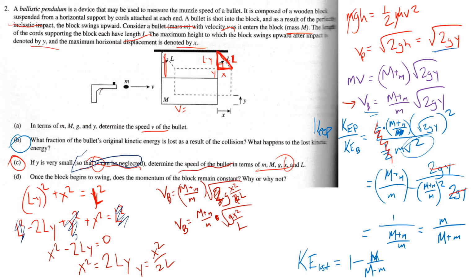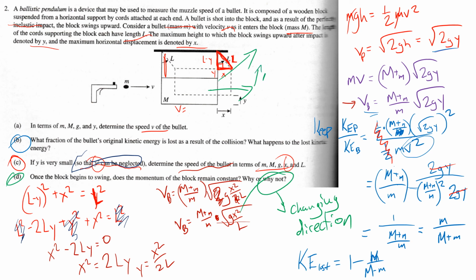For part D, last one. Once the block begins to swing, does the momentum of the block remain constant? No, of course not. Why doesn't the momentum remain constant? Because it's changing direction. Remember, momentum is a vector, so when it starts off, it's going this way. Further on, it's going that way. That is a delta P. There is a change in momentum, of course.